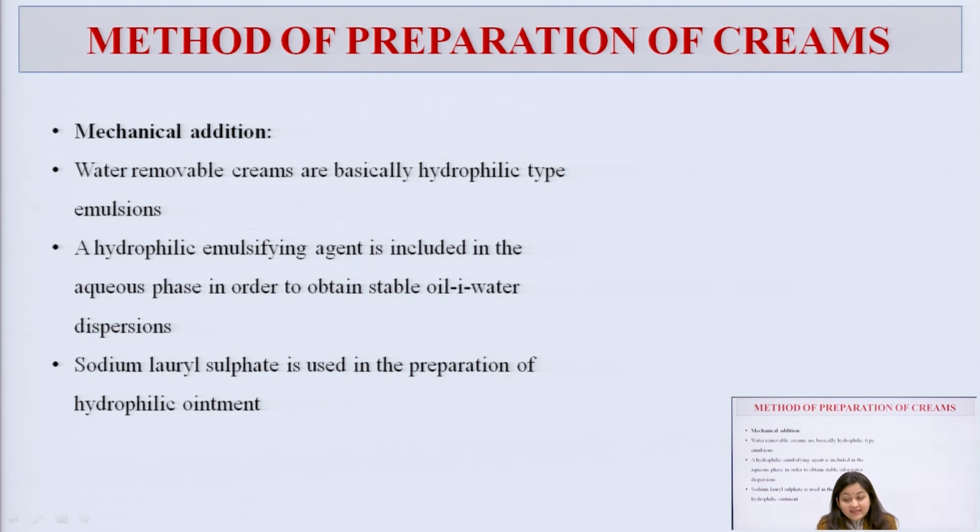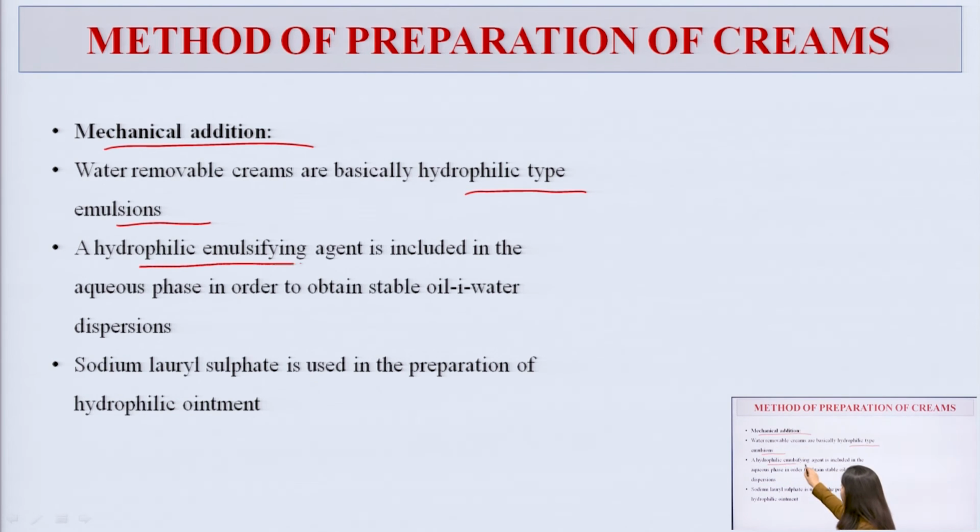Now, moving on to the next method of preparation of cream, and that method is mechanical addition. Mechanical addition is as the name implies. Mechanical addition means we are adding anything externally or mechanically. So, that method is termed the mechanical addition method. Here, water removable creams are basically hydrophilic type of emulsion. The creams formulated by this method are majorly water removable creams, because the base that we are going to use here is of the water removable type.